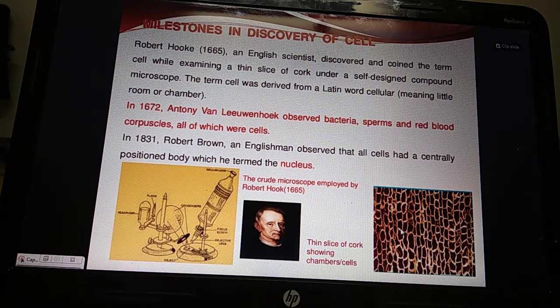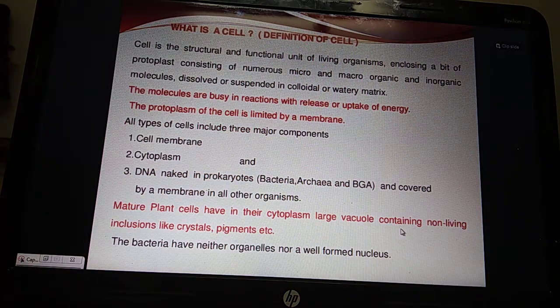Later on, in 1672, Leeuwenhoek first time observed living cells. He observed bacteria, sperms, red blood corpuscles, all of these were cells. So live cells were first seen by Leeuwenhoek. Robert Brown then observed nucleus in the cell.